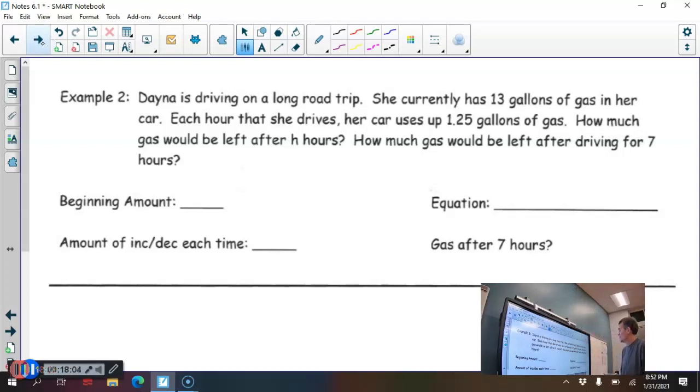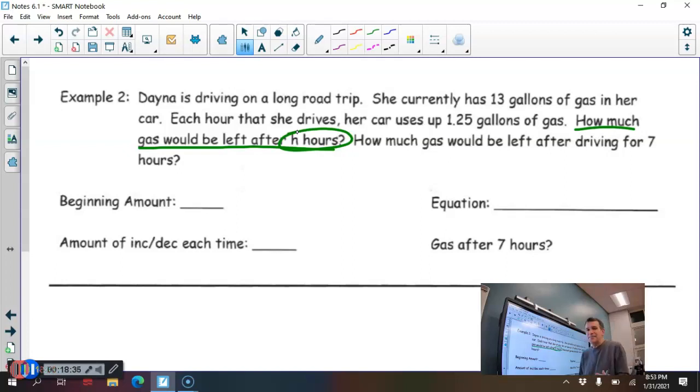Dana is driving on a long road trip. She currently has 13 gallons of gas in her car. Each hour that she drives, her car uses up 1.25 gallons of gas. How much gas would be left after 8 hours? Now again, when it uses a variable like that, it's really asking you to model this with an equation. I'll get back to that. And how much gas would be left after driving for 7 hours?